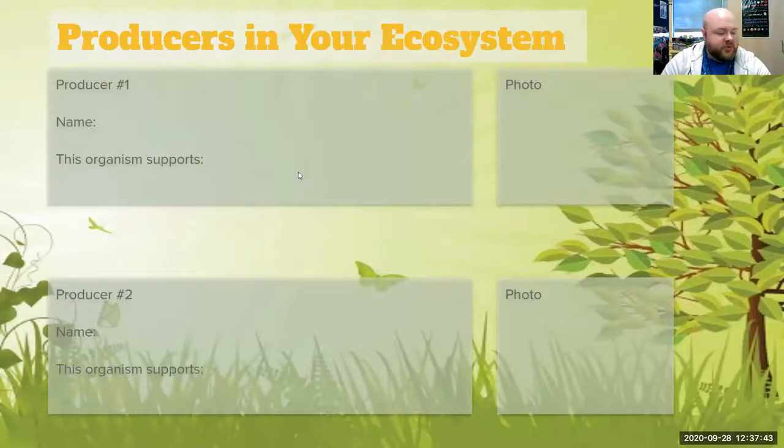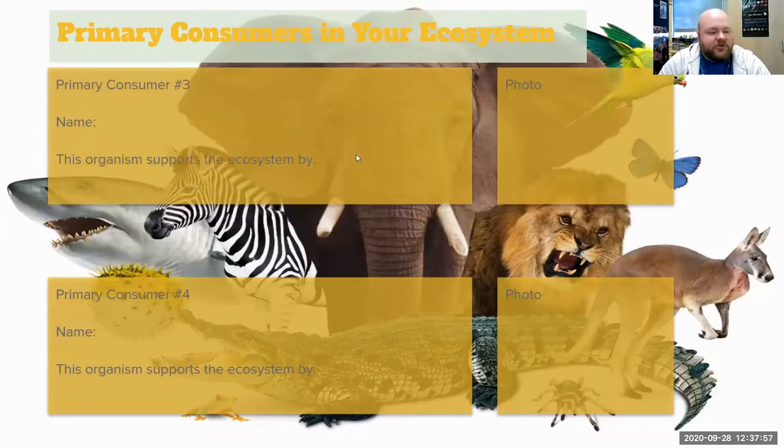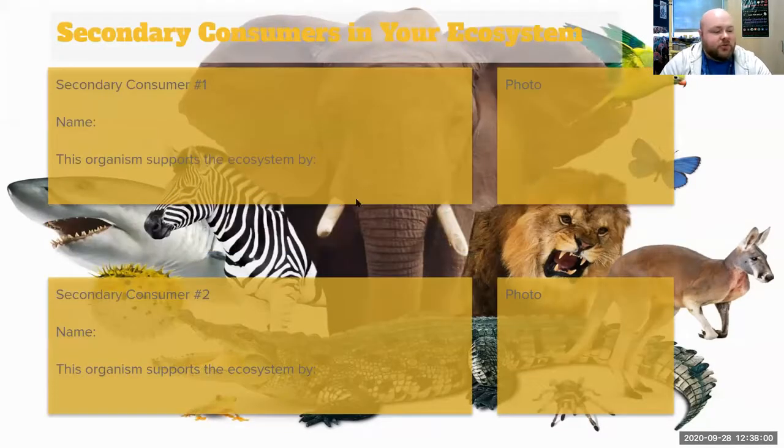Then you have producers. Producers are going to be your plants, basically. There are areas to describe them and put photos of them. Then you have primary consumers. These are things that would be eating the plants. Describe them, put photos of them. Then you have secondary consumers. These would be things that eat the things that eat the plants. I know that sounds silly, but an example would be squirrels eat nuts, but they also eat bugs. So a squirrel would be a secondary consumer because they eat the bugs and the bugs eat the plants. The video from today's assignment tells you all of this information, so that's why I'm going quick.